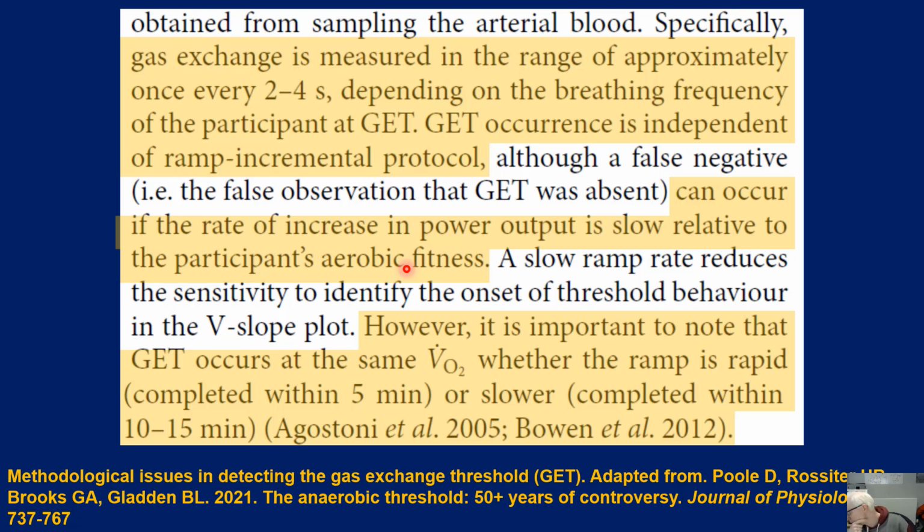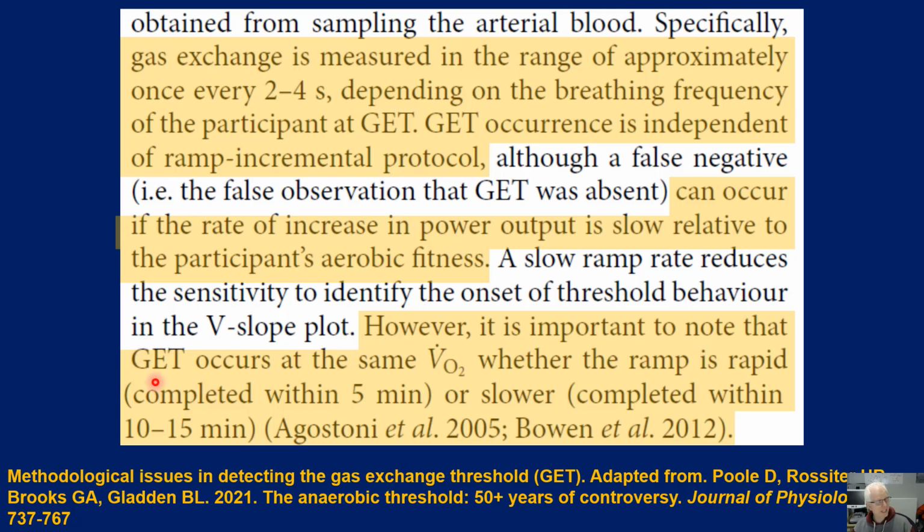So that is, for example, on the cycloergometer, we were going up in 30-watt increments for a relatively well-trained cyclist. Were I to say, well, I've got somebody who's less well trained, but I'm going to go for 15 watts because it feels like it's more satisfactory, actually you're more likely to get a false observation. A slow ramp reduces the sensitivity to identify the onset of threshold behaviour in the V-slope plot.